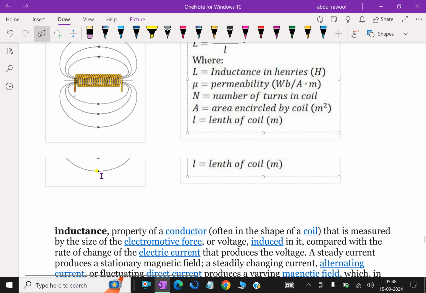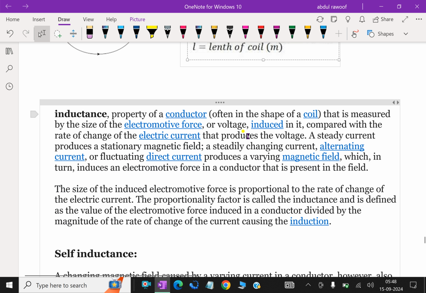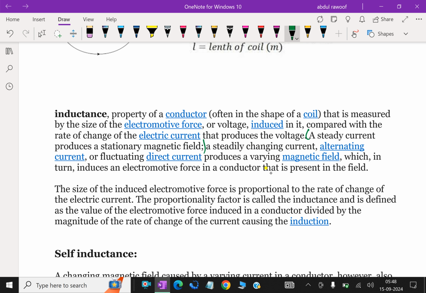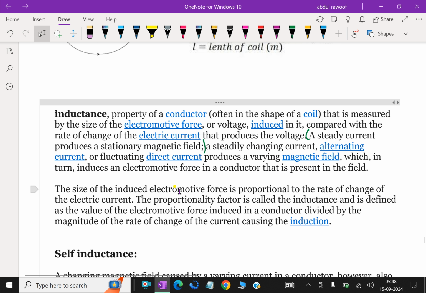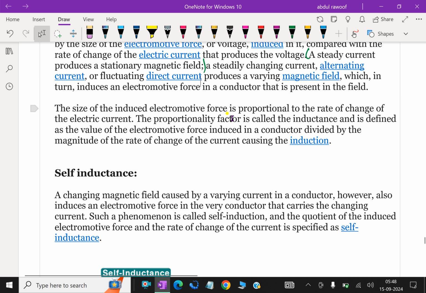Next, inductance is the property of a conductor, often in the shape of a coil, that is measured by the size of the electromotive force or voltage induced in it compared with the rate of change of the electric current that produces the voltage. A steady current produces a stationary magnetic field. A steadily changing current, alternating current, or fluctuating direct current produces a varying magnetic field, which in turn induces an electromotive force in a conductor that is present in the field.